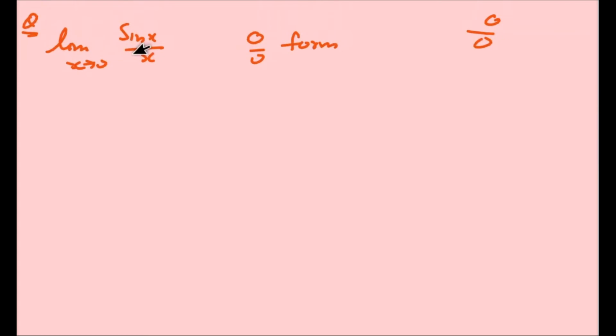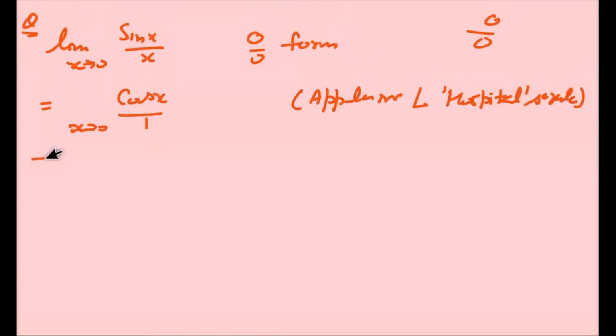So using L'Hospital's rule, we have to differentiate, finding f dash and g dash. The derivative of sin x is cos x and the derivative of x is 1. Now putting x equal to 0, we are applying L'Hospital's rule here. If we put 0, it is cos 0 upon 1, which is 1 upon 1. So your conclusion, the answer, is 1.